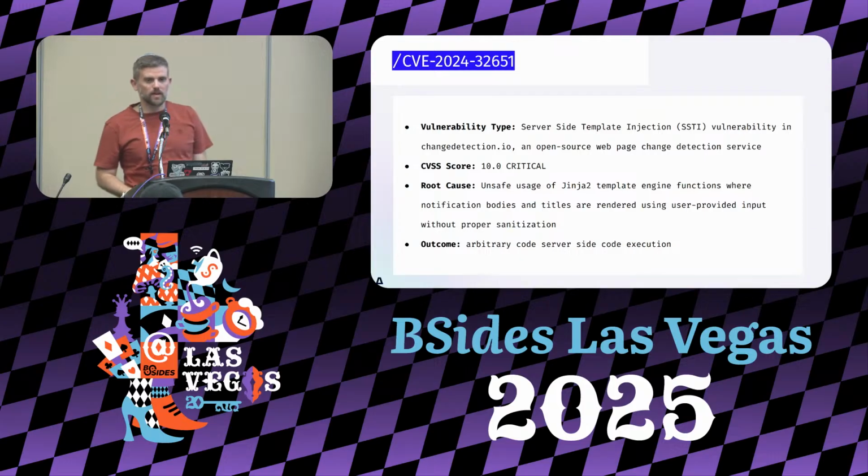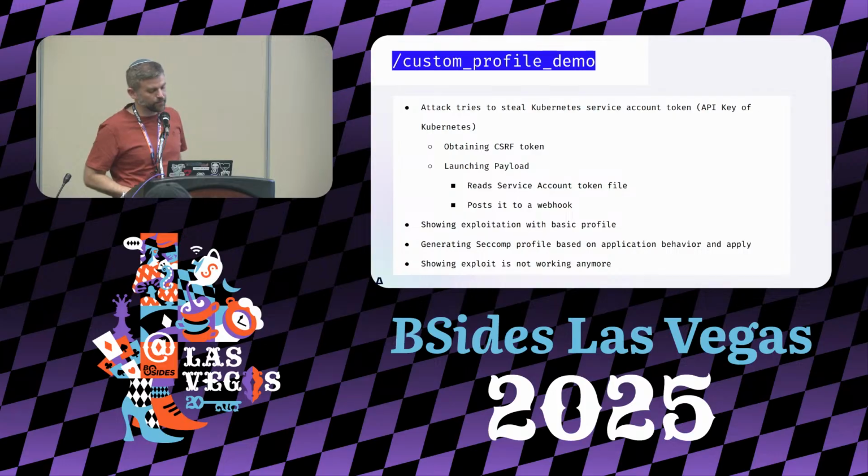What I'm going to do is showcase the power of this through a CVE which I prepared for this demo. It's in the change detection project. That CVE enables a server-side template injection attack. So actually, through a Jinja template, I can inject Python code into the server side, and I can run anything from the client on the server, getting arbitrary code execution in the container itself.